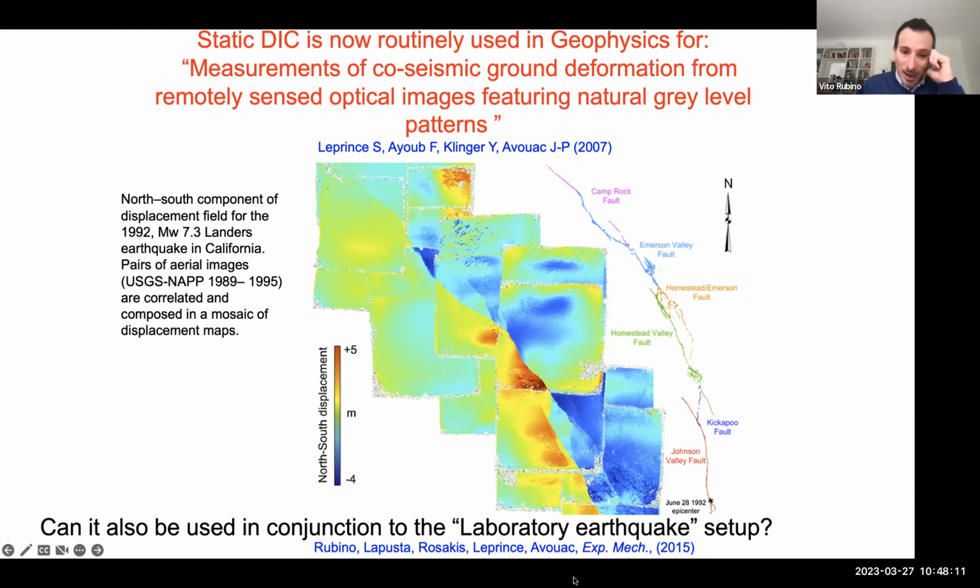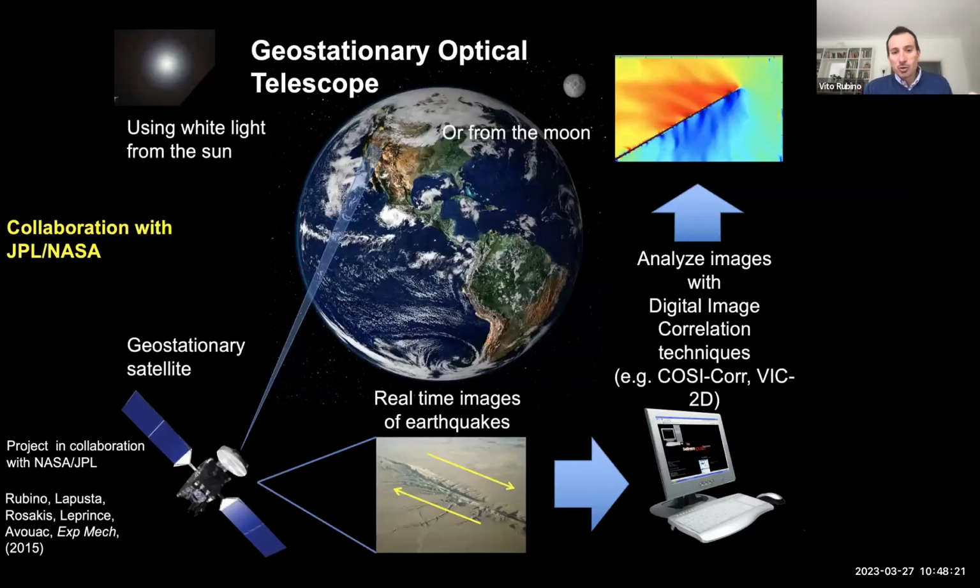But one of the first projects I started working on when I was at Caltech, also in collaboration with Jean-Philippe Avouac, was to see whether it was possible to actually capture earthquakes in real time while they were occurring using a geostationary satellite, which could be appropriately triggered when an earthquake was going on. And then apply these optical techniques in order to study the earthquake process up close.